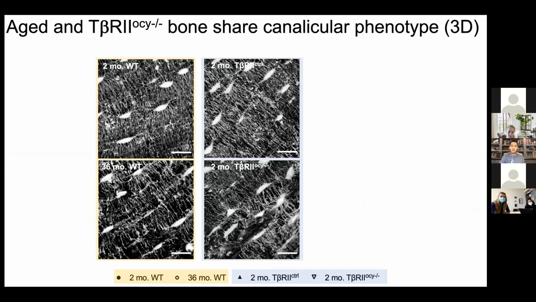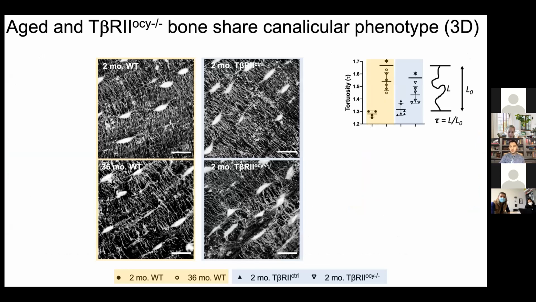Some of the parameters that we were able to look at include canalicular tortuosity, which is the bending of the canalicular path from one cell to another. Previously, this is what we had been seeing in 2D as shortened canalicular length, as the osteocyte projection dips in and out of our focal planes in our histological approaches.